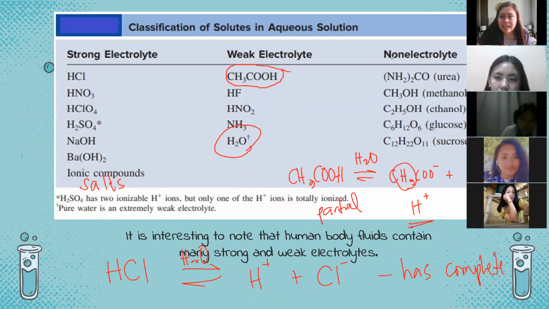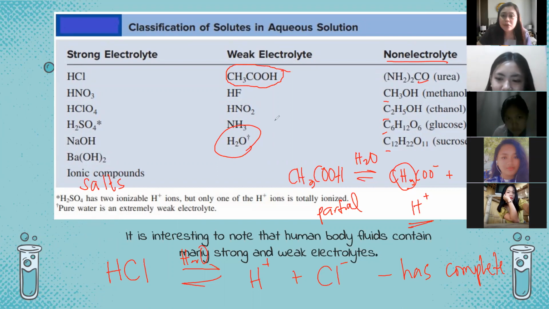Now, our non-electrolytes, if we dissolve them in water, they don't ionize. They don't really ionize. That is why they cannot conduct electricity. As you can see on the screen, our non-electrolytes are organic compounds, meaning they contain carbon. Okay, like sucrose. Sucrose, class, is our table sugar. When we dissolve it in water, it will not ionize, it will just dissolve.